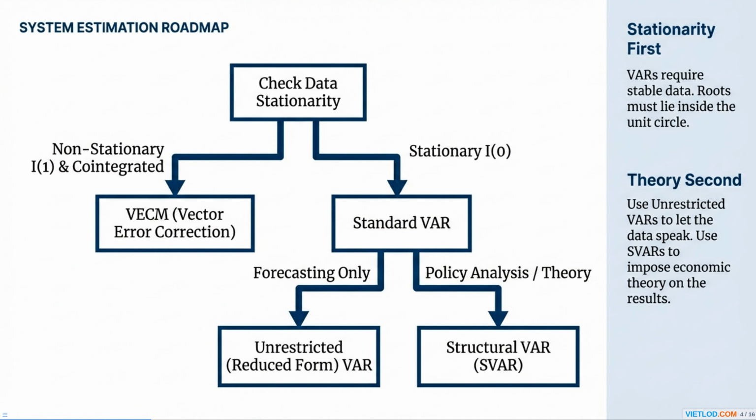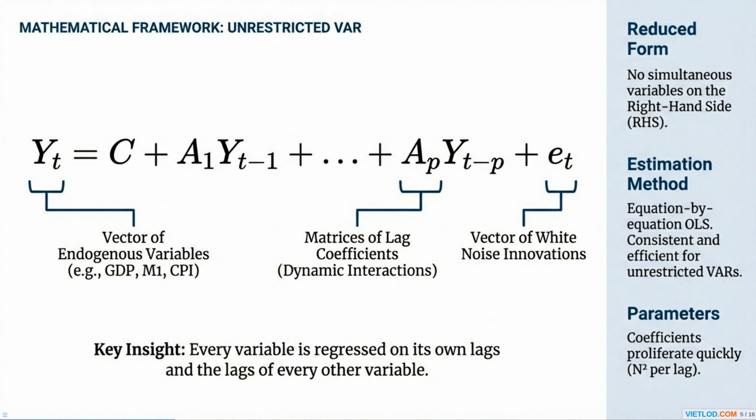As highlighted in the stationarity first note on the right, VARs fundamentally require stable data, meaning all roots must lie inside the unit circle to ensure valid results. Then, the theory second principle guides your choice between an unrestricted VAR, which lets the data speak freely for forecasting, and an SVAR, which allows you to impose economic theory to gain deeper insights into policy effects.